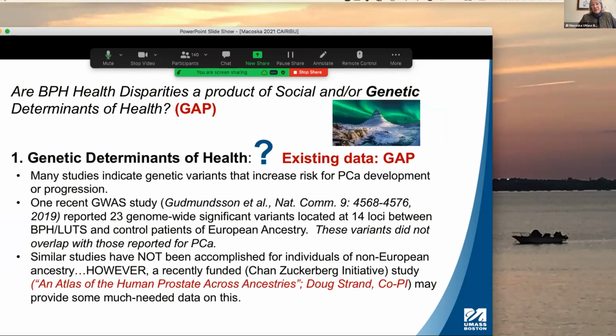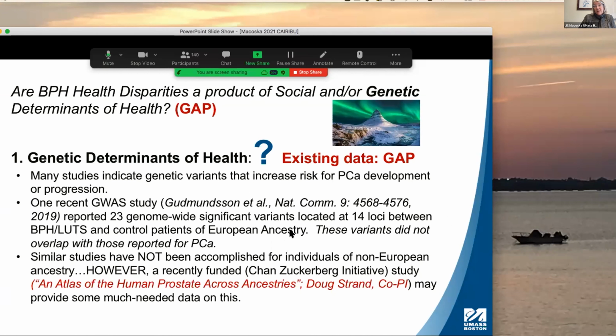Okay, what about genetic determinants of health? We really don't talk about that too much in BPH LUTS. And so is there any data out there that would even suggest that there might be genetic determinants of health? We know from studies in prostate cancer that there are in fact genetic variants that increase risk for prostate cancer development or progression. And recently, there was a genome-wide association study published that reported 23 genome-wide significant variants located at 14 loci between BPH LUTS and control patients, all of European ancestry and mainly of Icelandic ancestry.